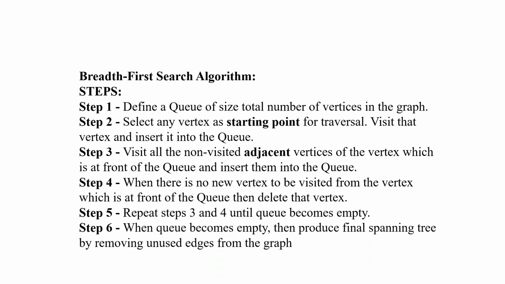At first, we'll go for breadth first search straight away. So here, there's an algorithm. Define a queue of size equal to the total number of vertices in the graph. Suppose there are 5 vertices, then we will fix our queue size as 5. And then you can start from any vertex you want. It doesn't need to be from A or from 1. It can start from any vertex.